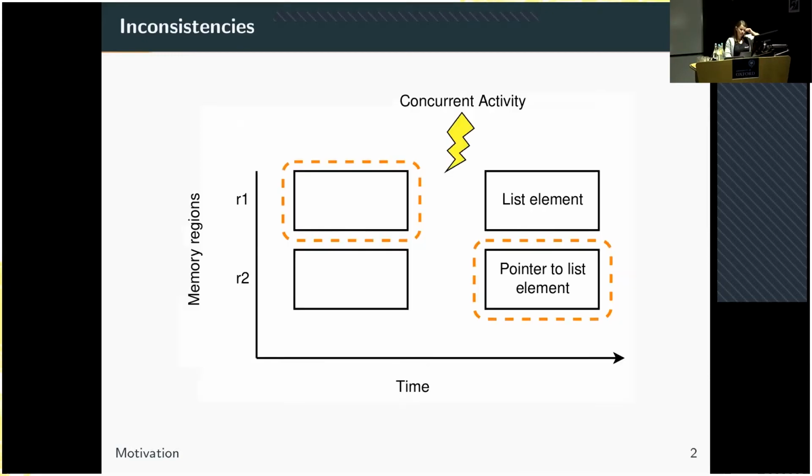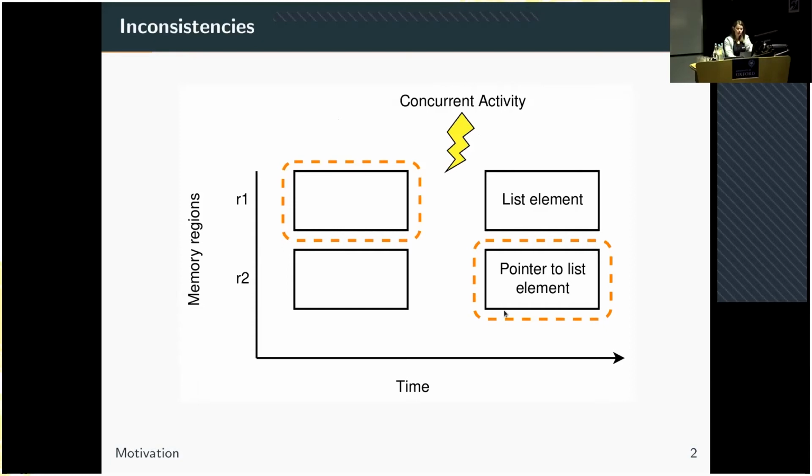A simplified example can be seen here, where we have two memory regions, R1 and R2, on the y-axis and the progression of time on the x-axis. Our memory acquisition process starts and first acquires this first region here in the orange square. And then due to concurrent activity, our acquisition process doesn't continue, some other things happen, and suddenly we get a new list element, for example, in our task list, and a pointer to this new element.